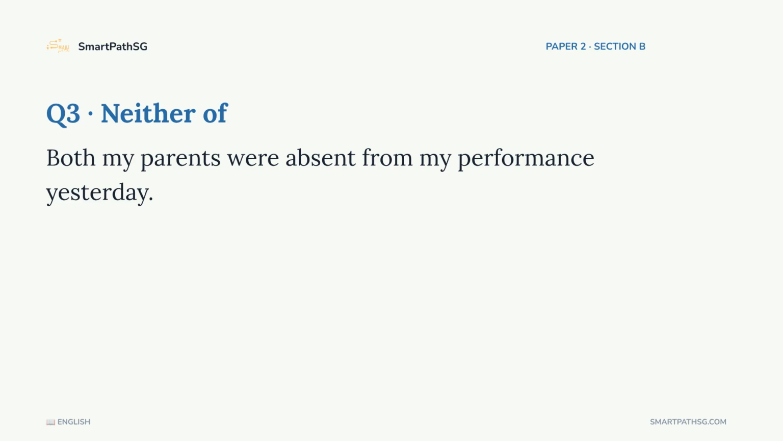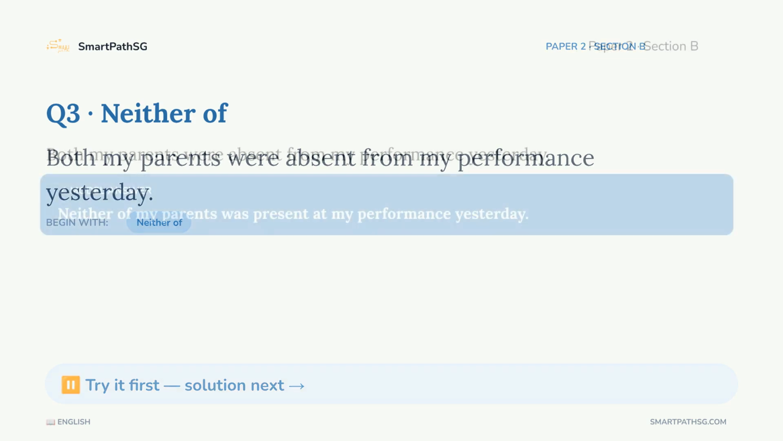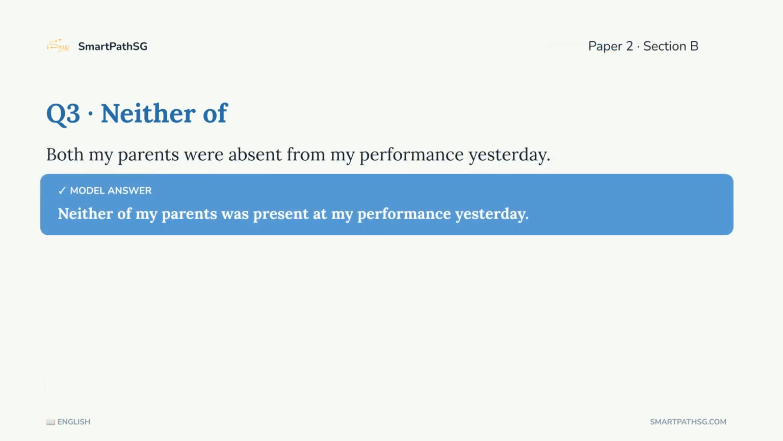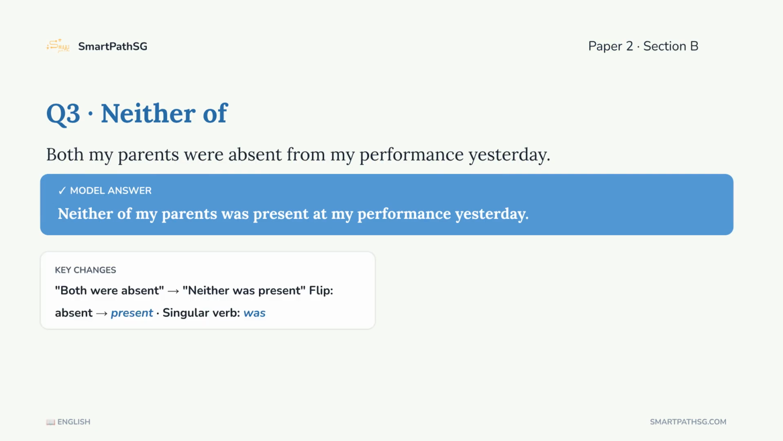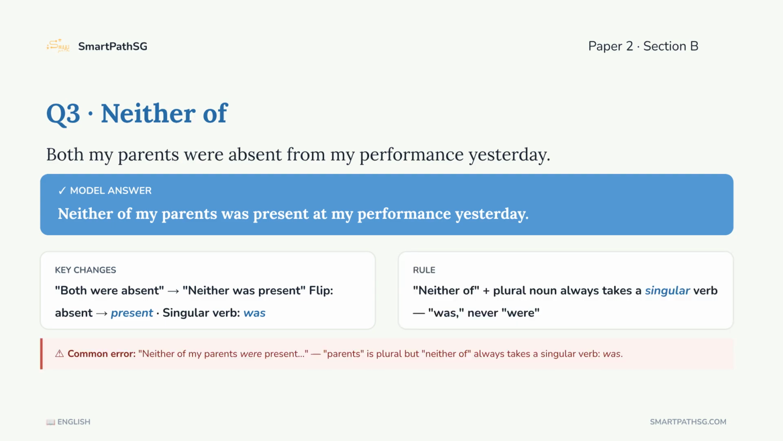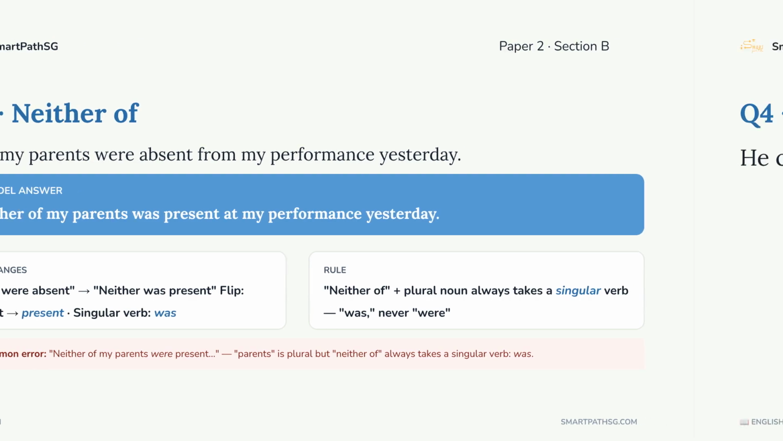Question 3. Both my parents were absent from my performance yesterday. Rewrite and start with neither of. Be alert for subject-verb agreement and also how you rewrite absent. The answer is, neither of my parents was present at my performance yesterday. First, you must flip the meaning. Absent becomes present. Second, neither of always takes a singular verb, was, not were. Even though parents is plural, the structure neither of requires a singular verb.